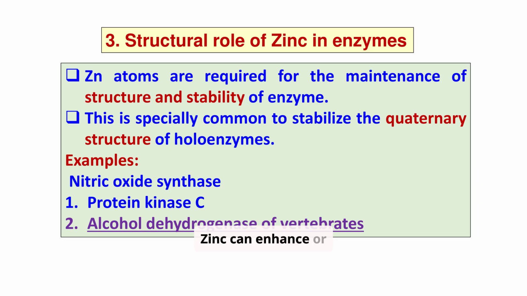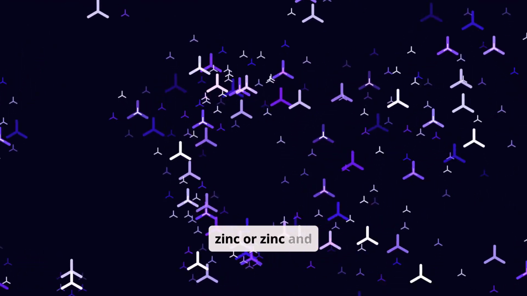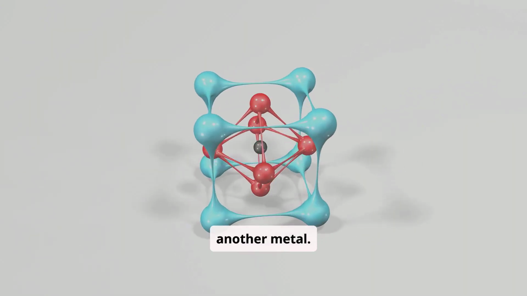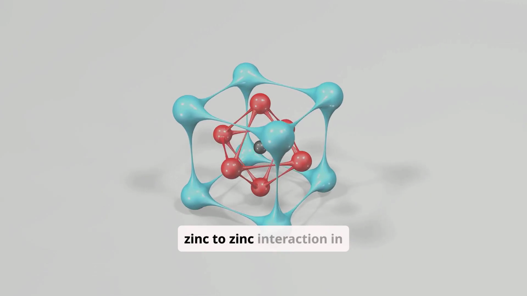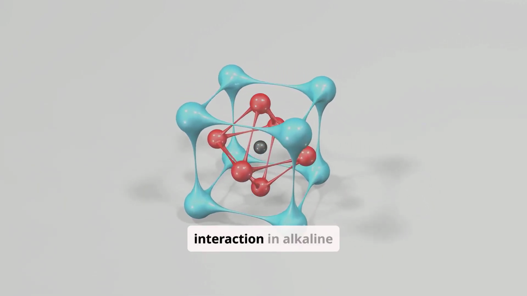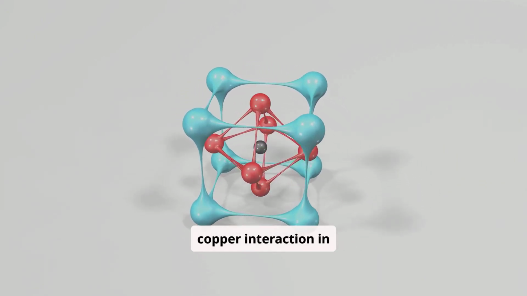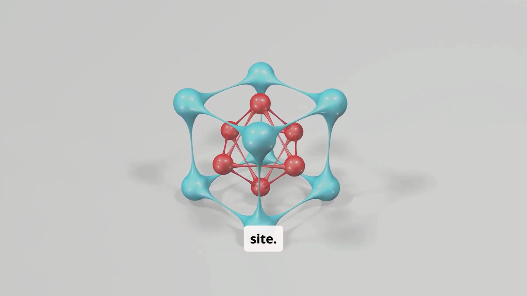Zinc can enhance or diminish catalytic function by interacting with another active site zinc atom or other metal. A molecule forms a bridge between zinc to zinc or zinc and another metal. Examples include zinc to zinc interaction in phospholipase C, zinc and magnesium interaction in alkaline phosphatase, and zinc and copper interaction in superoxide dismutase active site.